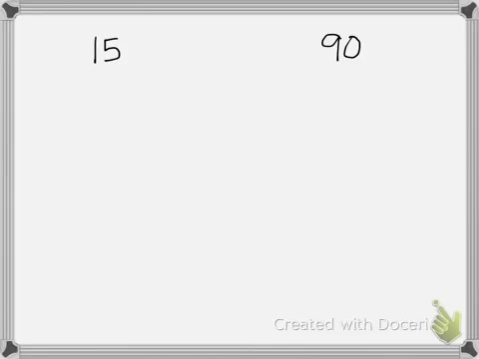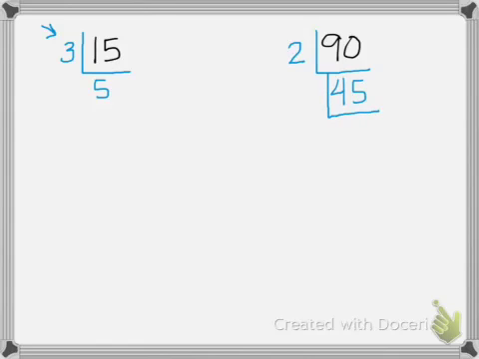So let's start with 15. With 15, remember we said that the number here has to be prime. So I'm going to put my 3 times 5, and I'm actually done, so that was really quick. So let's move on to 90. Okay, 90, I know I can start with 2, and 2 times 45 gives me 90, but 45 is not prime, it's composite. So I'm going to use 3 times 15 to get 45, and 15 is still composite, so 3 times 5, and I'm done.